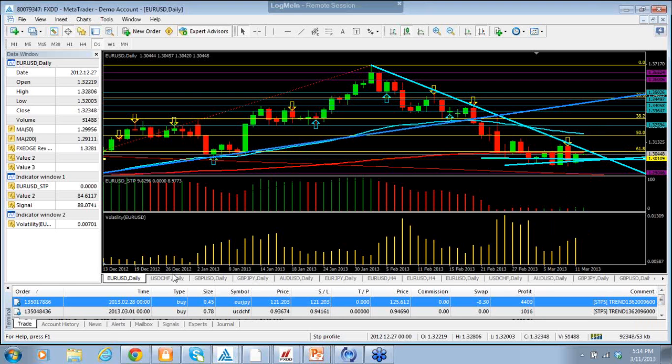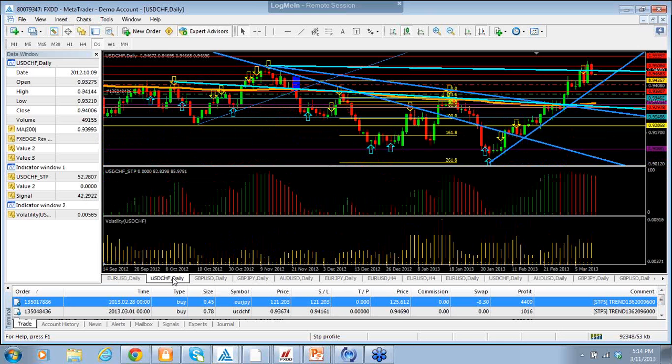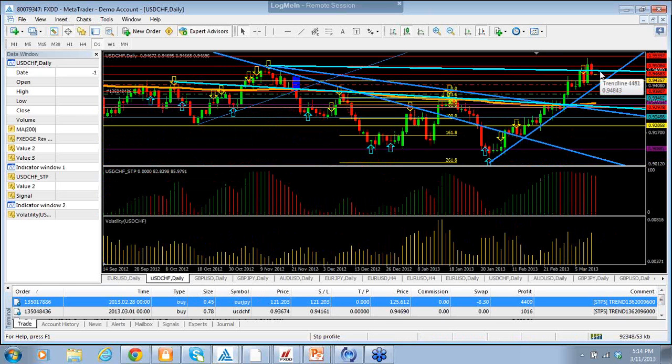Let's continue moving on. The dollar Swiss is basically going to do exactly what we saw the euro dollar do, but we're going to see it opposite. Okay, so here we had a nice massive move to the upside on the dollar Swiss.